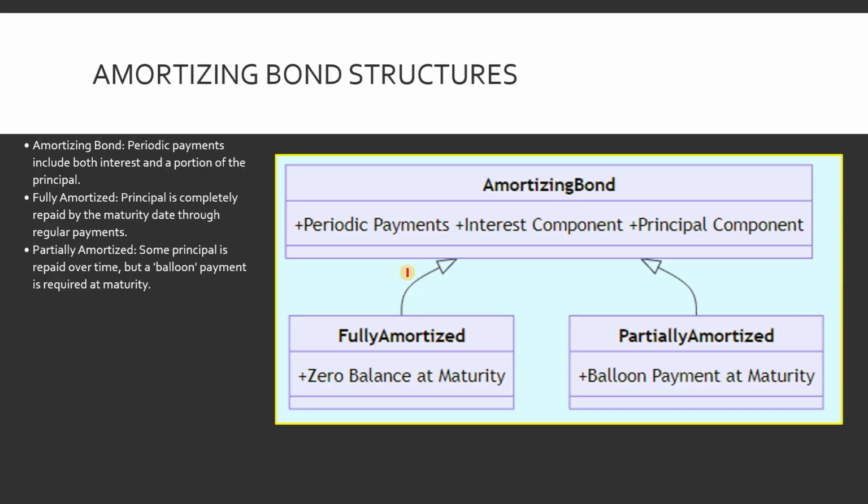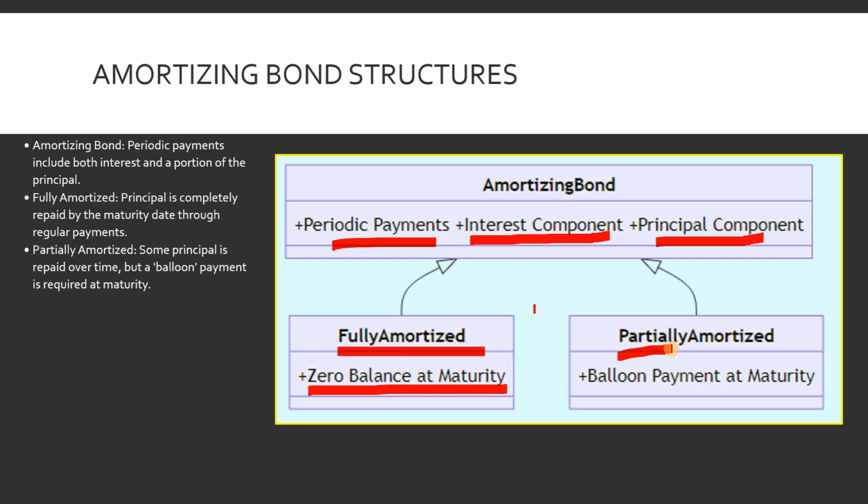If you see the diagram here, it shows the general properties of amortizing bonds. They all feature periodic payments, with an interest component and a principal component. That is what you would get. A fully amortized bond has a zero balance at maturity. And if it is a partially amortized bond, then a balloon payment at maturity comes in.